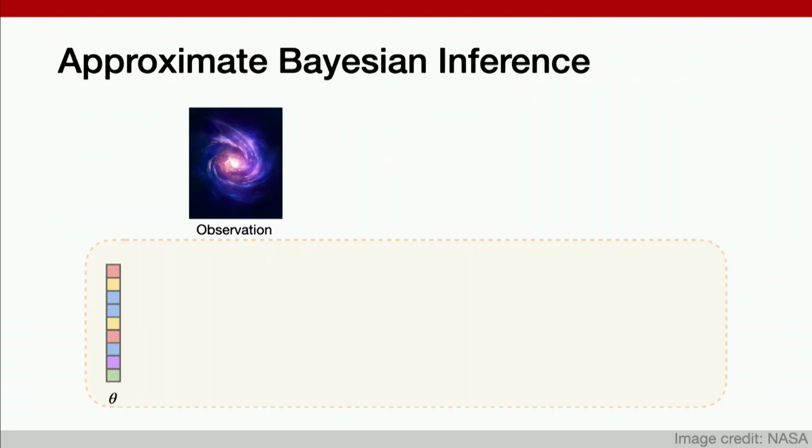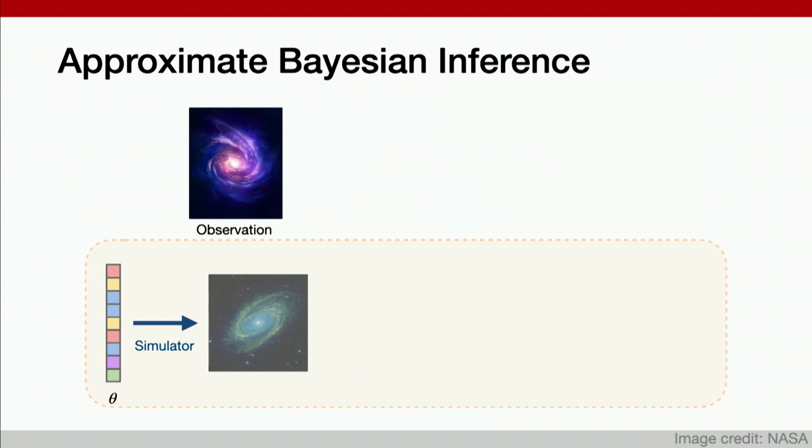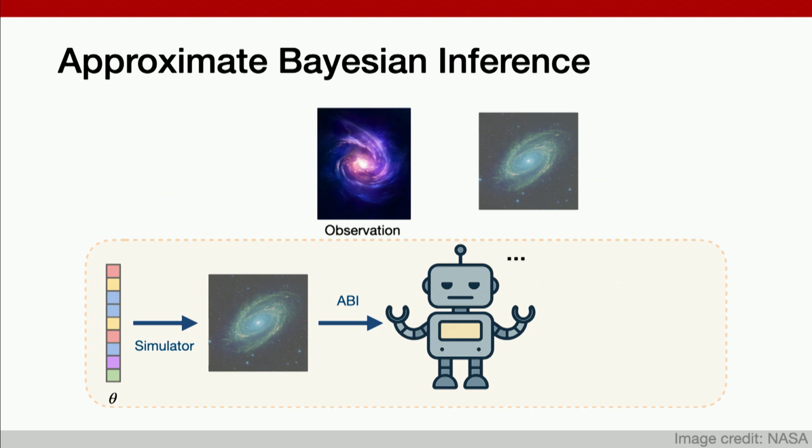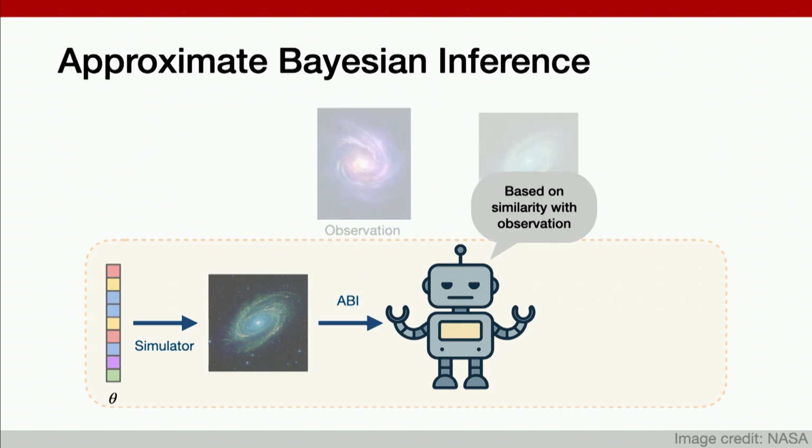So let me show you how ABI works. We start with a parameter draw from the prior distribution, and then we use our simulator to simulate some data under this parameter, and then we pass it to ABI. ABI compares whether these two data sets are similar enough. You can see that these two galaxies are quite different, so we will go ahead and reject this parameter.